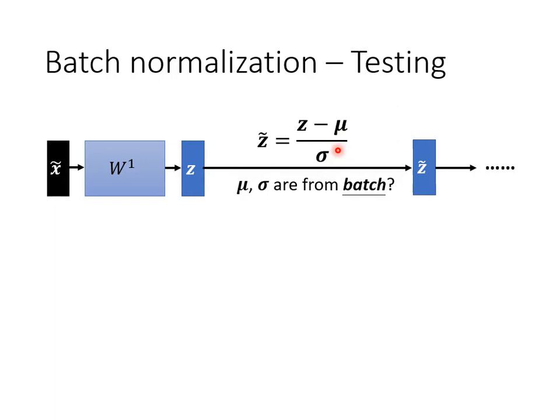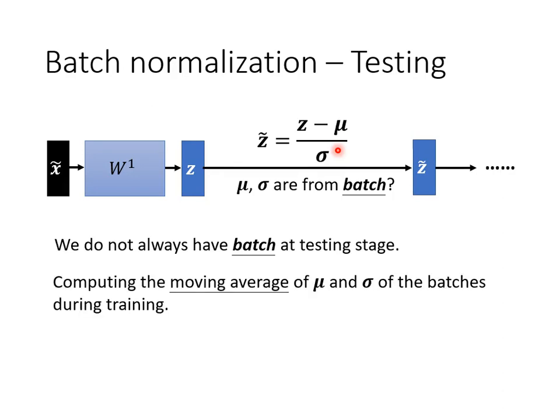But when testing, there is no batch at all. Then how do we calculate this mu? How to calculate this sigma? The solution, in practice, looks like this. If you use PyTorch, you don't need to do anything special. On batch normalization during testing, PyTorch will take care of it.